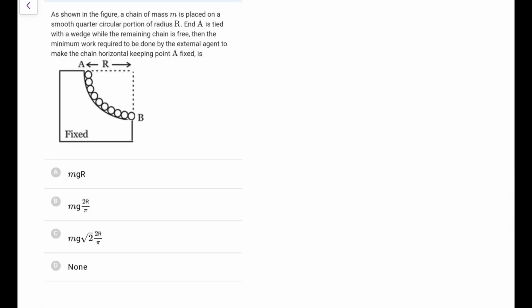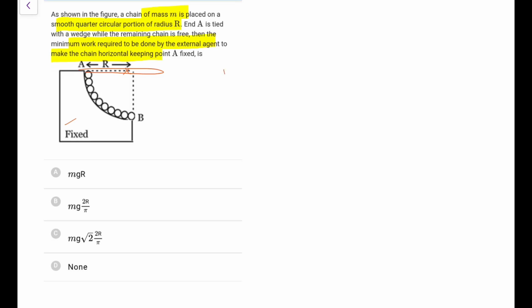Next one. So what it says, as shown in the figure, a chain of mass m is placed on a smooth quarter circular portion of radius r, and A is tied with a wedge while the remaining chain is free. Find the minimum work required to be done by the external agent to make the chain horizontal, keeping point A fixed. Okay, this is fixed. This is very good. Now finally the chain will become like this. So the CM will be here. Now where is the CM now?